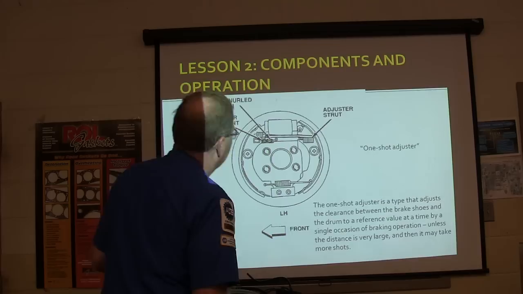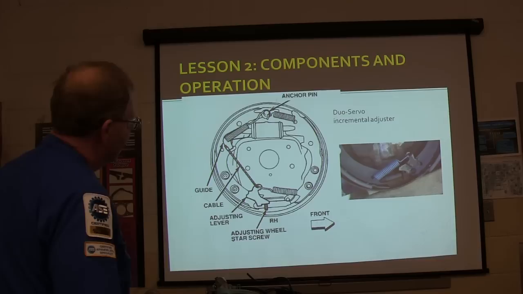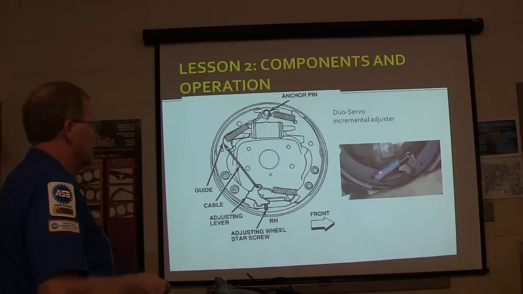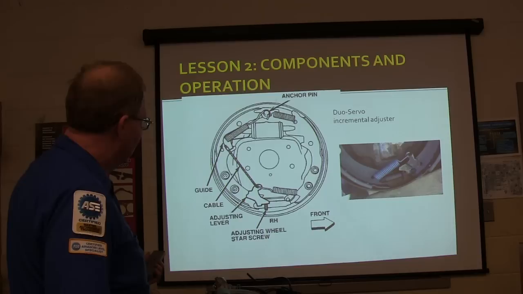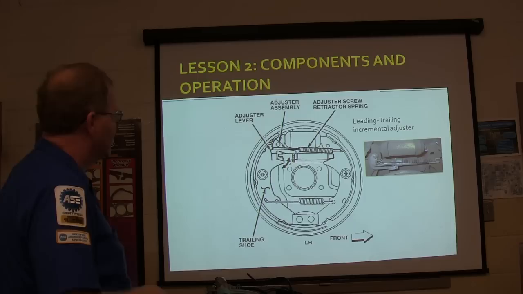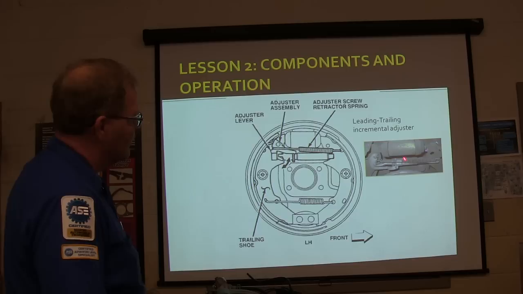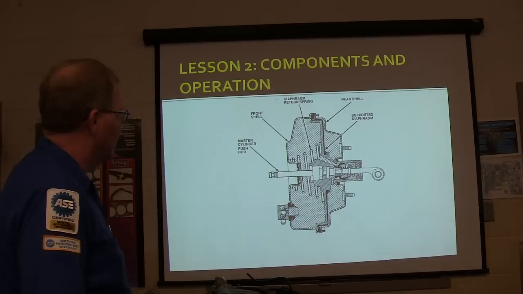But this is a leading trailing. See, it's anchored at the bottom and the adjuster's up here. All right, this one here is your duo servo incremental adjuster. Some of you guys have already seen this. They're done various different ways. Some of them have that spring hooking into that same deal instead of having the other little spring. But anyway, there's your little star wheel for the adjust in the front. And this one right here, you notice the adjuster's on top and it's anchored on the bottom, that's your leading trailing incremental adjuster. That's what it looks like on the car. And you'll see those fairly regularly.